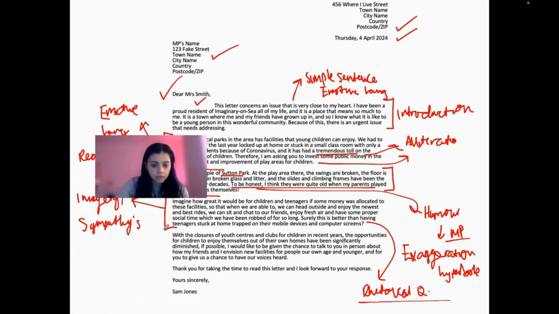He ends his letter with talking about what has happened in recent years, the closures of youth centres and clubs. There's no more opportunity for people to go out their own homes and have this social time with each other. He says, I would like to be given the chance to talk to you in person about how my friends and I envision new facilities for people our own age and younger, and for you to give us a chance to have our voices heard. So this is very, very powerful. And he's using direct address here.